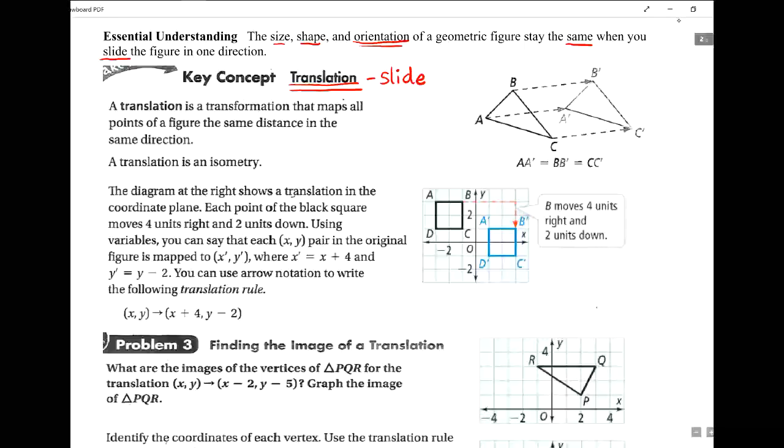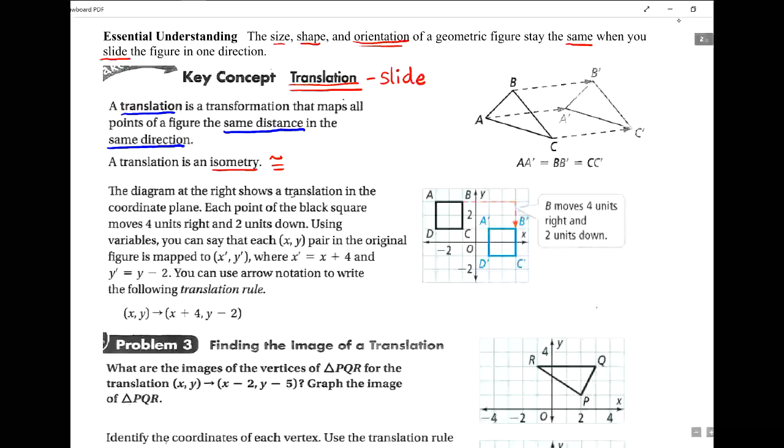So some vocabulary here. A translation is a transformation that maps all points of a figure the same distance in the same direction. Now, a translation is an isometry, right? That means everything's congruent. It stays the same size.